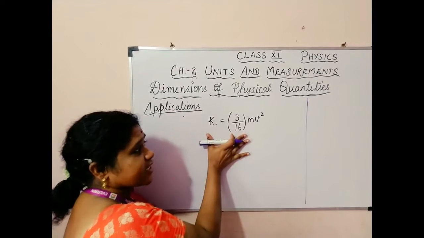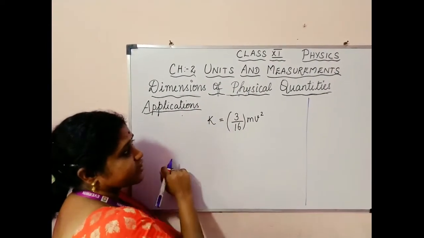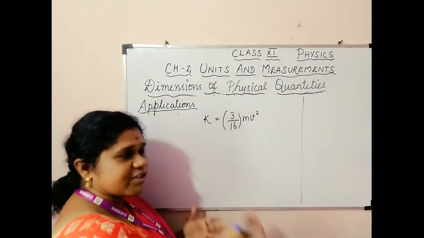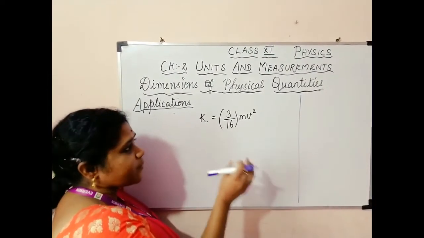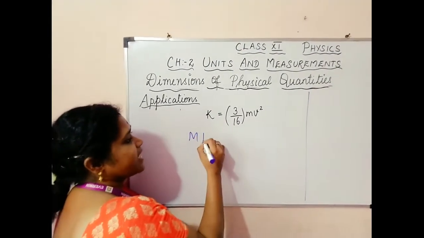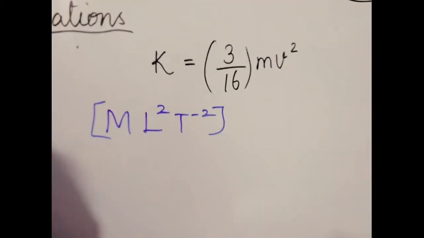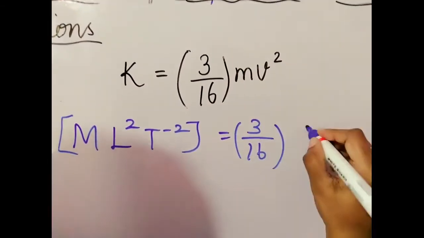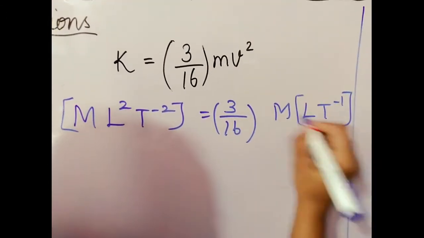We are going to check the equation by using the dimensional formula, the first application. Kinetic energy, or any energy, potential energy, whatever may be the energy formula, the dimensional formula will be same. We have derived previously that the dimensional formula for energy is M L square T power minus 2. Okay, so 3 by 16, for mass it is M, for velocity L T power minus 1 the whole square.